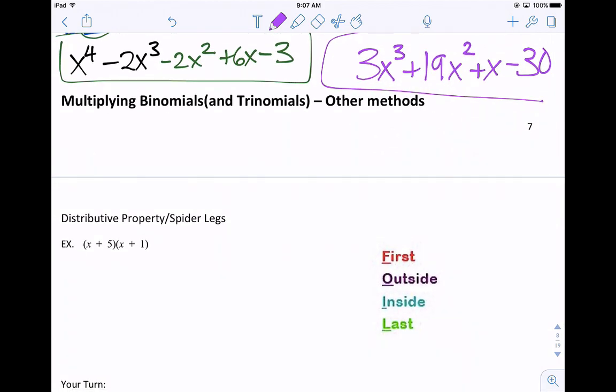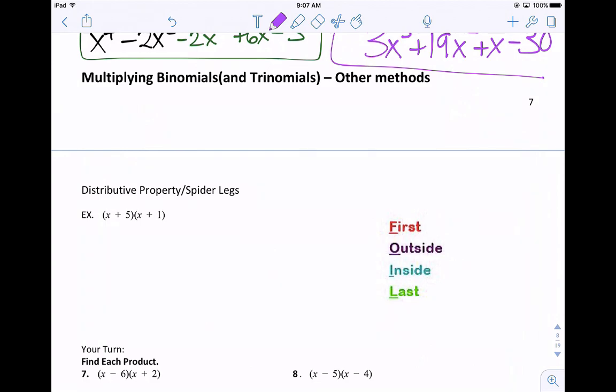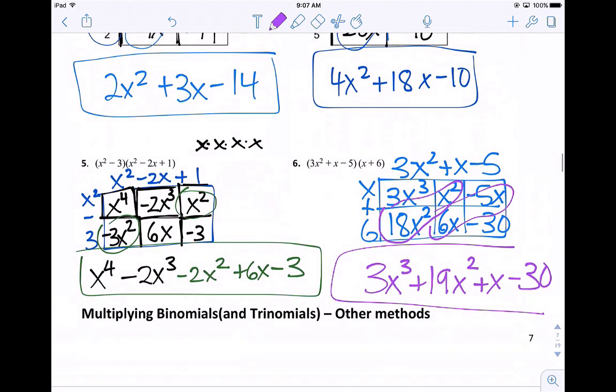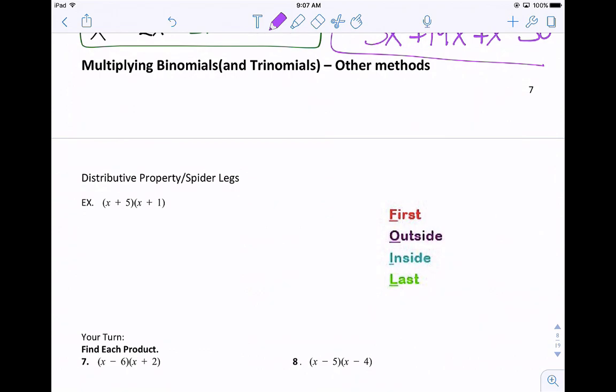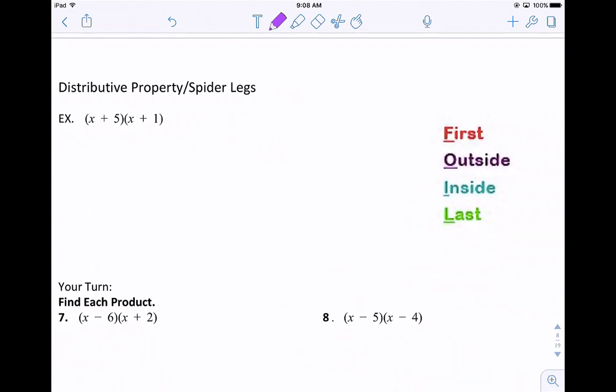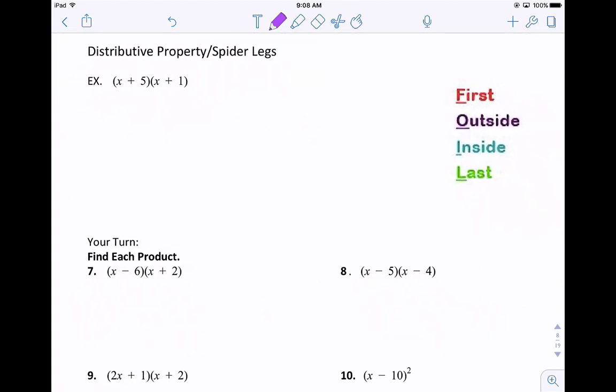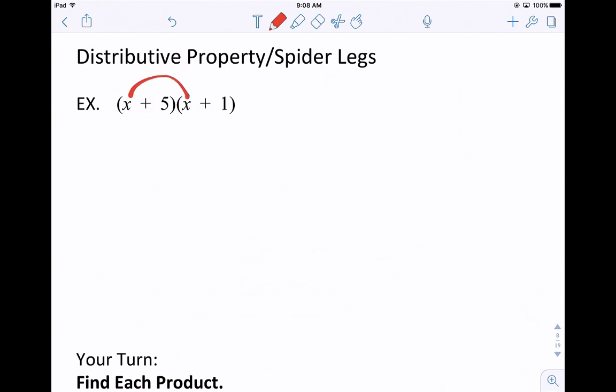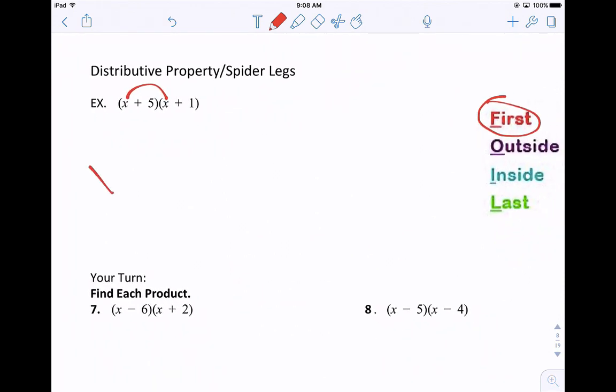Multiplying binomials and trinomials, other methods. So we looked at the area method, which is finding the area of each box and combining like terms. But many people have learned the distributive property, spider legs, and FOIL. All right, so that's what FOIL is: first, outer, inner, last. It's just multiplying every term by every other. So here it is. If you want to use the FOIL method, F stands for first, and this is just the distributive property. X times x is x squared.